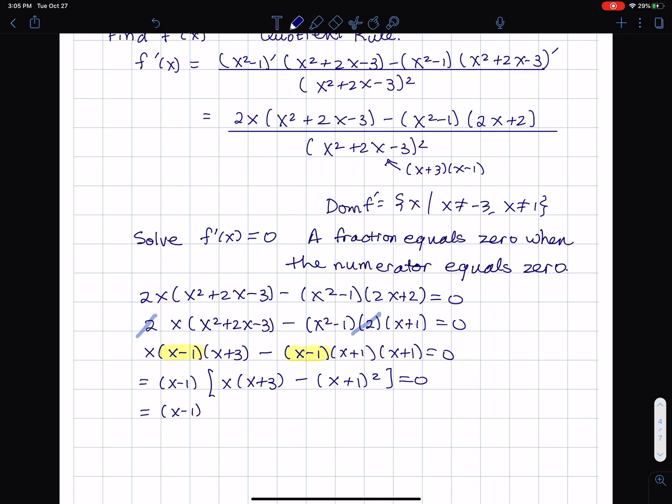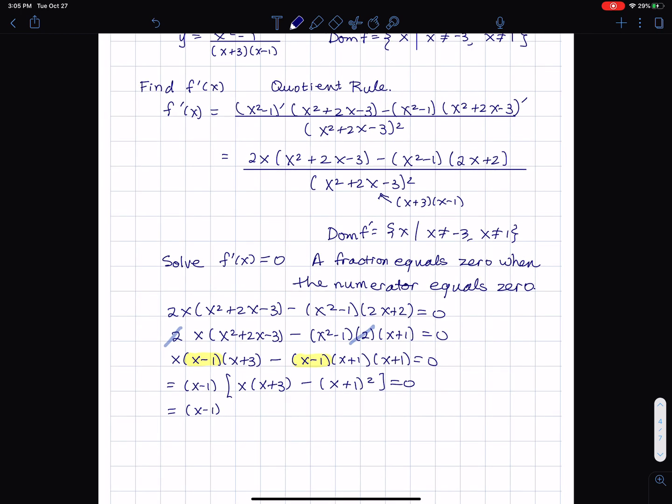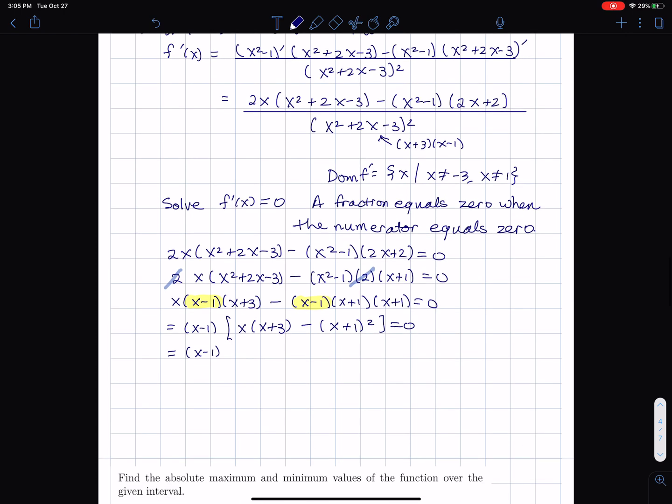By the way, apparently that x minus 1 is going to correspond with x equals 1, which is not in the domain of the original function. So if I kept this as f prime of x, the x minus 1 in the numerator would cancel out with one x minus 1 in the denominator. In the denominator of f prime, it's going to be the denominator squared. So anyway, let's keep moving ahead on this.